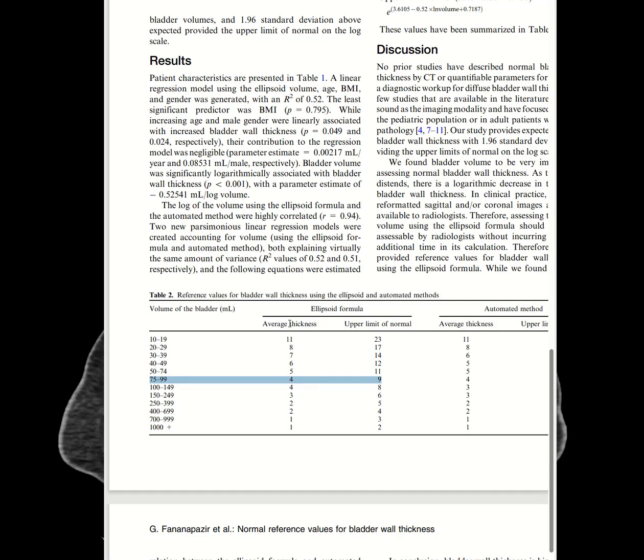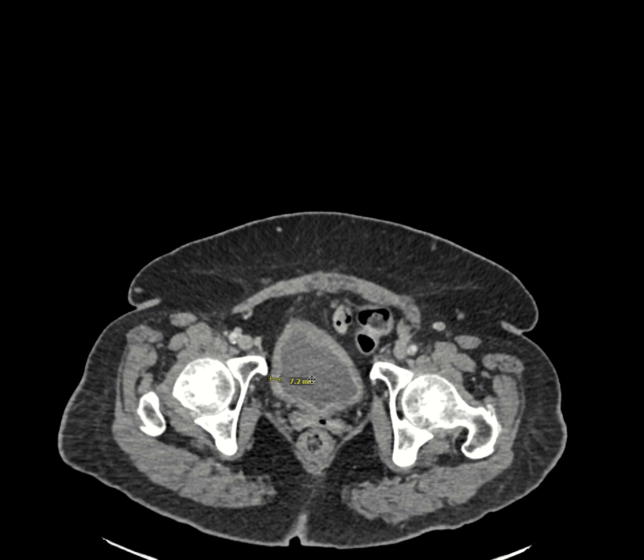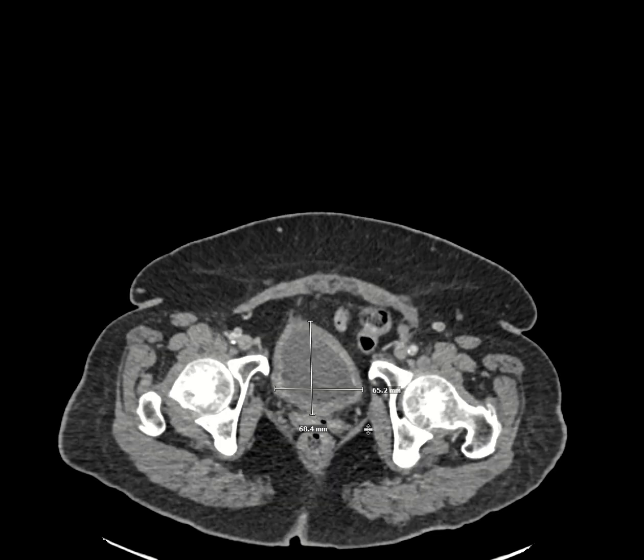And using the ellipsoid formula, you can see that when the bladder volume is really low, 10 to 19 milliliters, the upper limit of normal is 23 millimeters in size. So in our particular case, where it's 75 to 99 milliliters, the normal thickness is 4 millimeters, and the upper limit of normal is 9 millimeters. So in our particular case here, where it was actually 7 millimeters in thickness, that's within the normal values within this particular bladder volume.